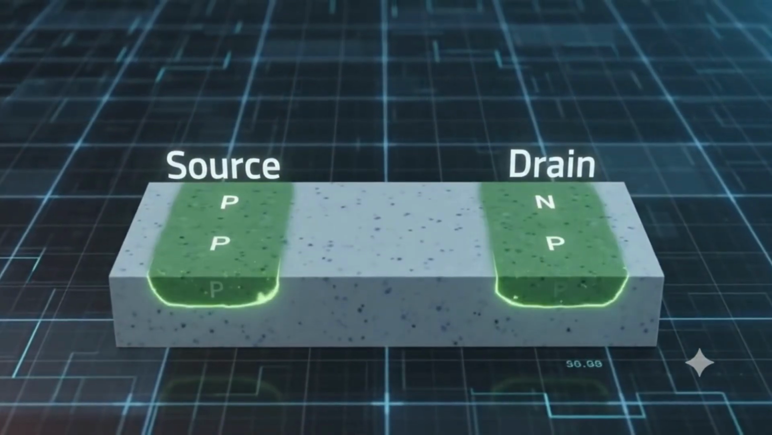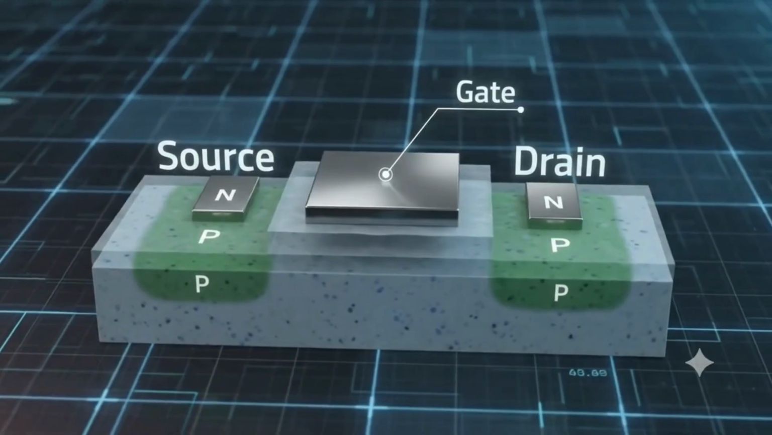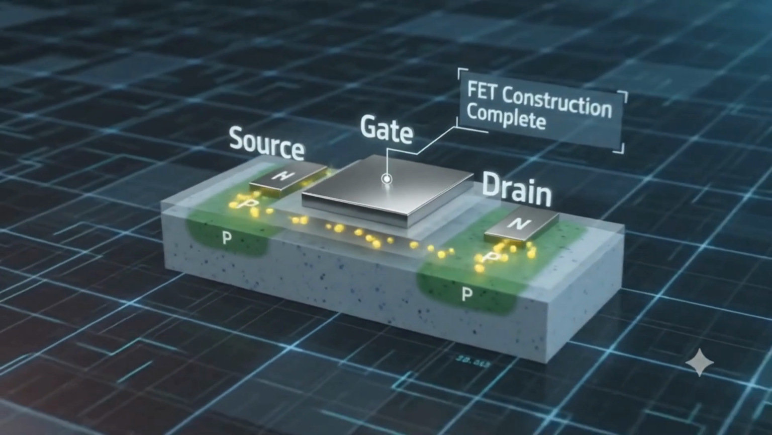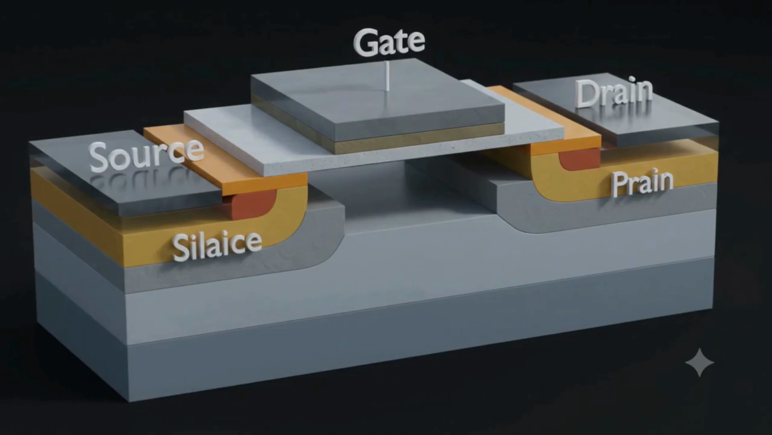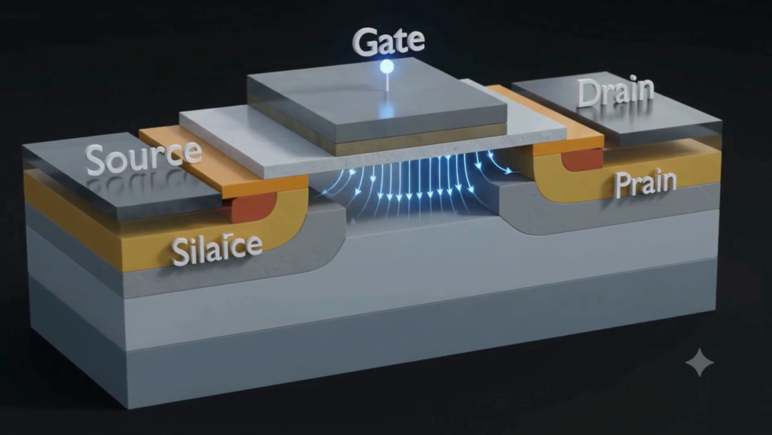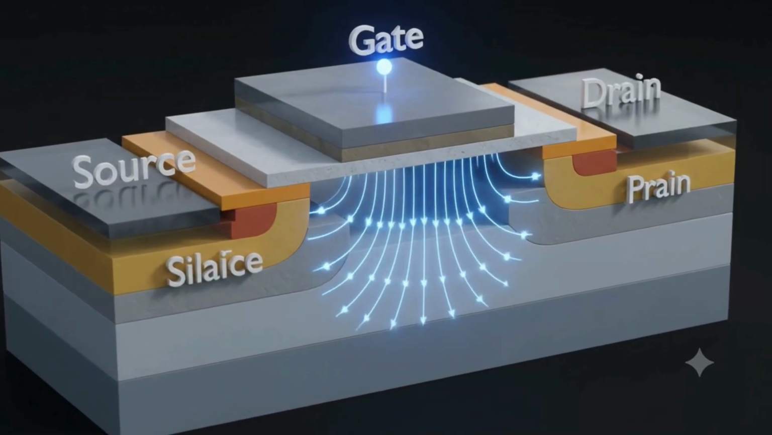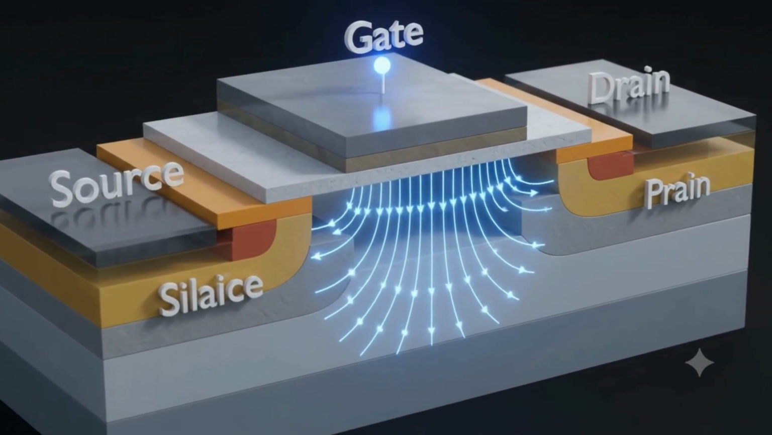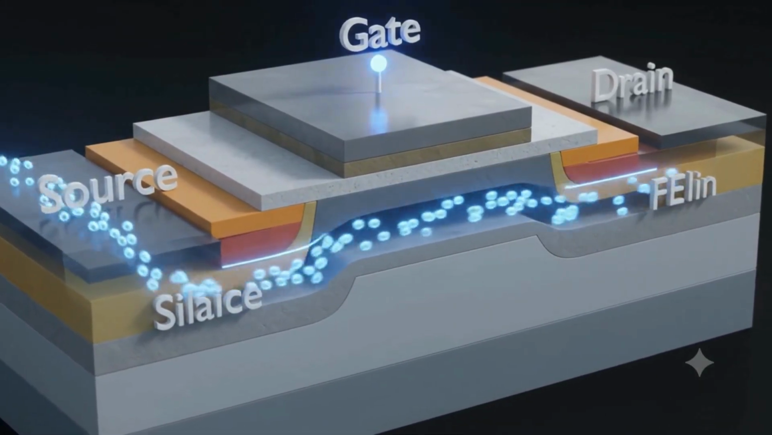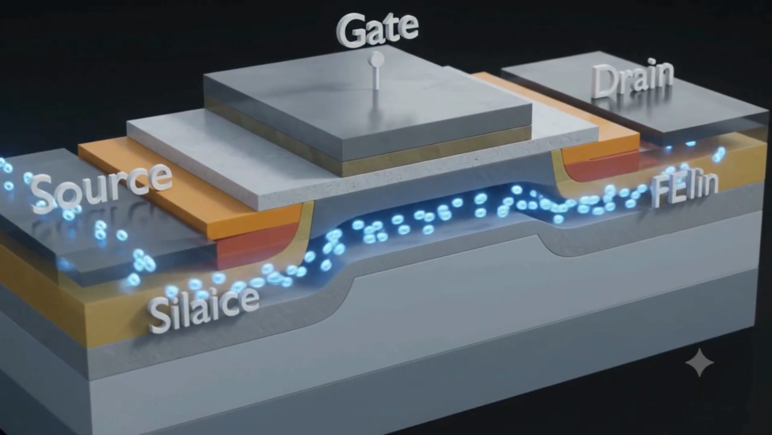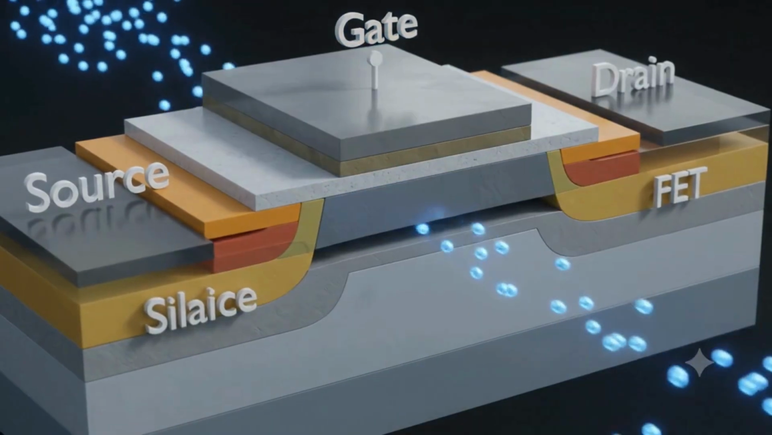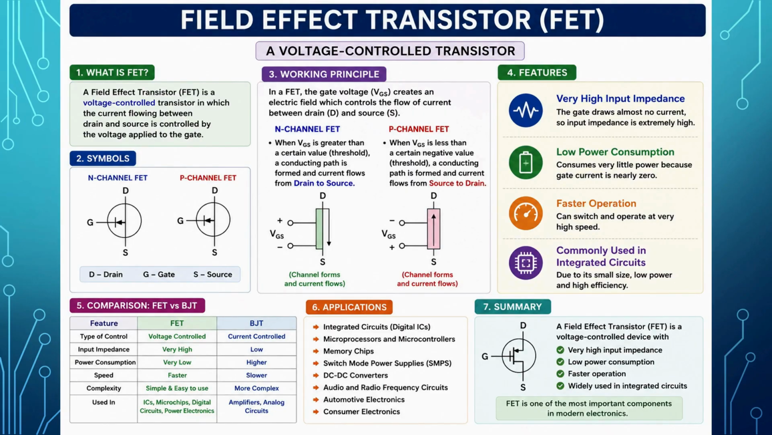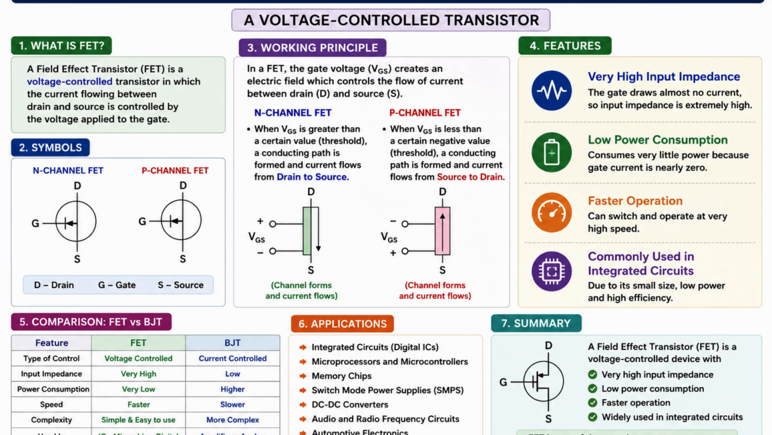The symbol and terminology of the FET consist of three main terminals: drain, source, and gate. A field effect transistor is a voltage-controlled transistor where the current flowing between the drain and source is controlled by the voltage applied to the gate. Drain is the terminal where charge carriers leave the channel; source is the terminal where charge carriers enter the channel; gate is the terminal that modulates, or controls, the conductivity of the channel.